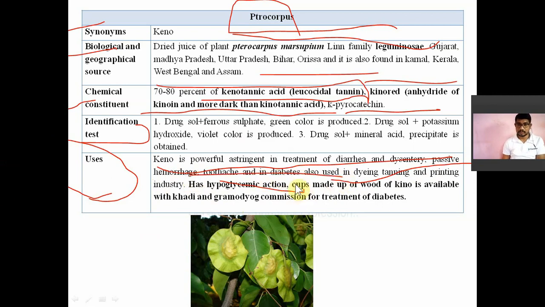Cups are made from the wood of this plant, tea cups. Cups made of kino wood are available for treatment of diabetes mellitus from the Khadi and Gramodyog Commission. Those kino cups are available for treatment of diabetes. So the Indian kino plant will look like this.